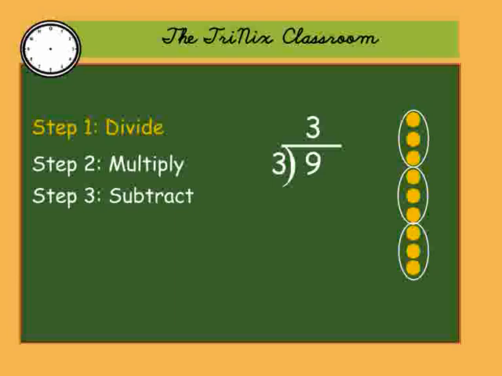Next, we go to step 2. Step 2 is multiply. Once again, we're working with the divisor. The divisor is now multiplied by the quotient above the line. 3 times 3. The answer is 9, and it goes below the line. When we divide the number under the line by the divisor, we put that answer on the top of the line. Then we multiply the number on the top of the line by the divisor, and we put the answer below the line.